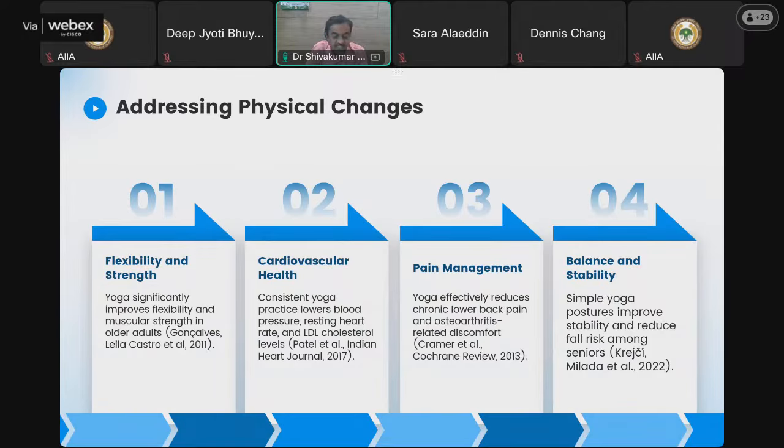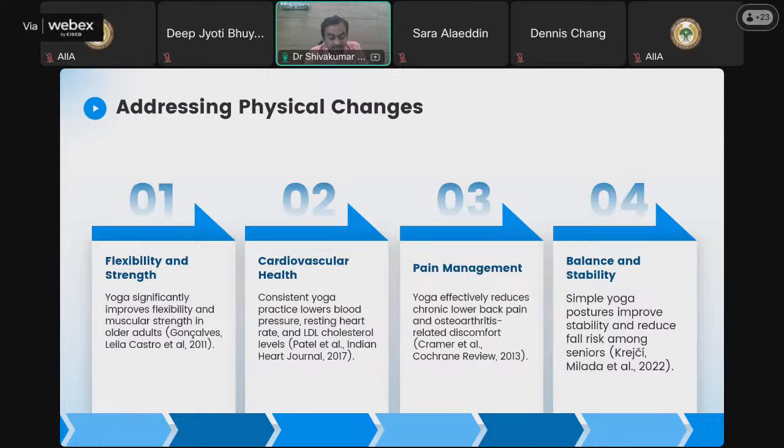As we age, physical changes like loss of flexibility, reduced muscle mass, joint stiffness, and balance issues become very common. And regular yoga practice addresses each of these concerns. A study by Gonsalves et al. in 2011 showed that yoga significantly improves flexibility and muscular strength in older adults. And yoga also supports cardiovascular health. One of the studies by Patel et al., published in Indian Heart Journal, reported that consistent practice lowers blood pressure, resting heart rate, and LDL cholesterol levels.